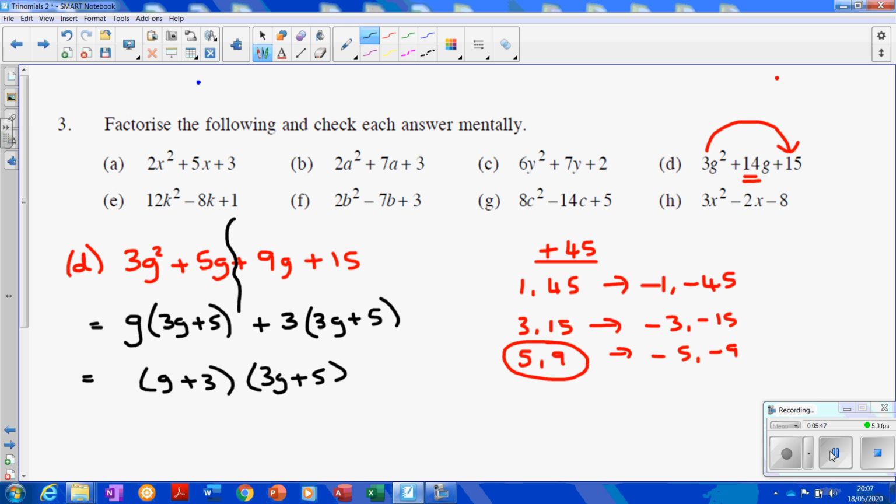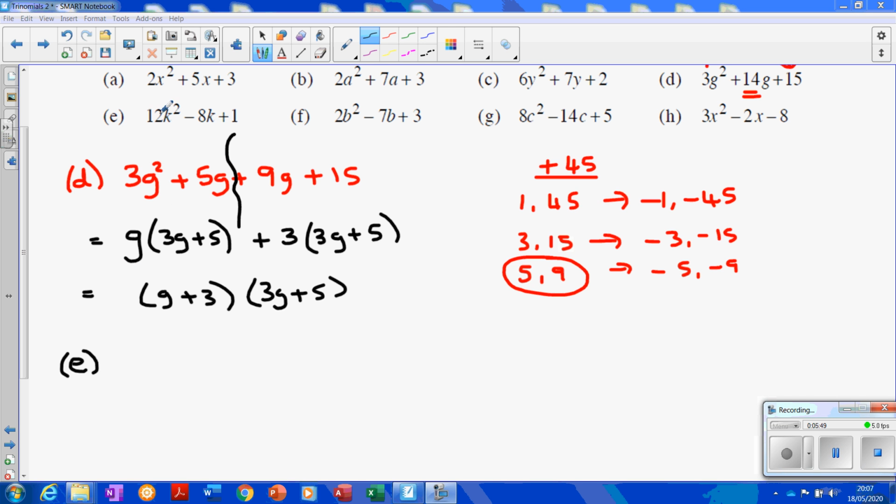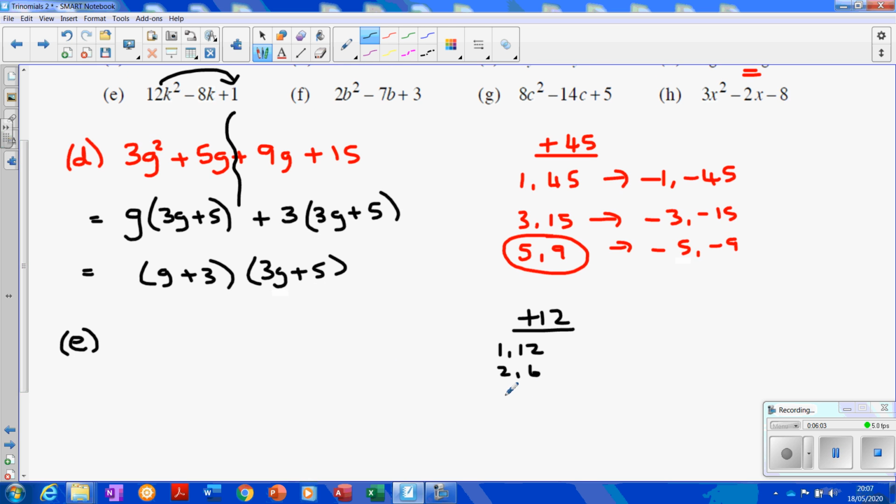Okay, next one. Part E, so we've got 12 times 1, and it's plus 1, so we've got factors of plus 12. So 12 is 1 and 12, 2 and 6, 3 and 4, and then it'd be 4 and 3, so we have all factors. Positive again, so both have got to have the same sign. So it's either 1 and 12 or minus 1 and minus 12, 2 and 6 or minus 2 and minus 6, 3 and 4 is minus 3 and minus 4.